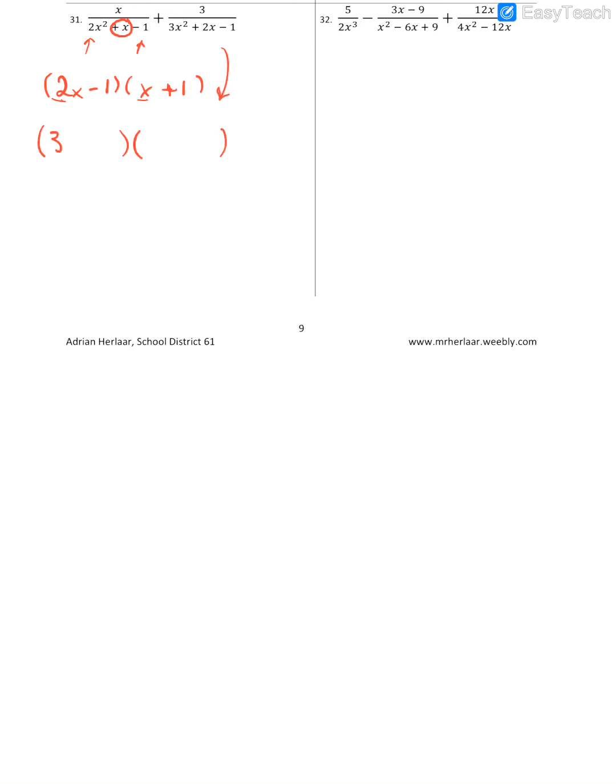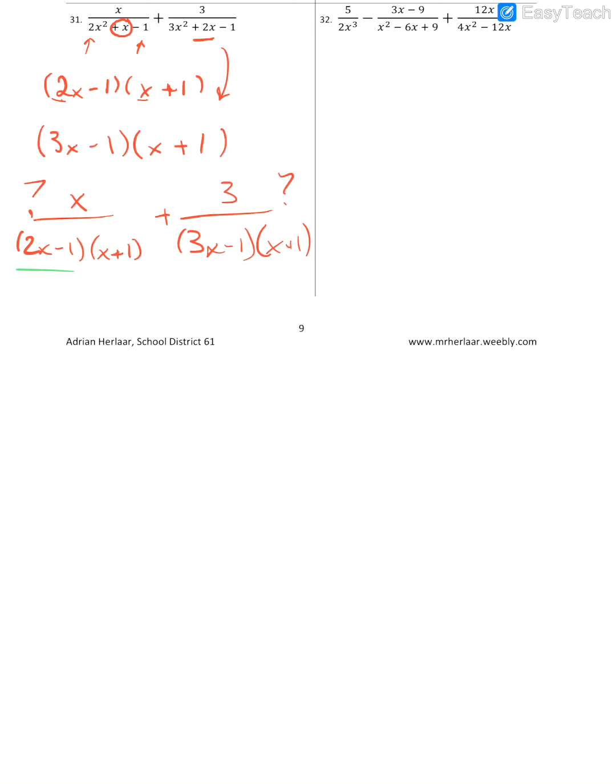So for the second one here, I know it's going to be a 3 and a 1. And I need a 1 at the back. But I need a plus 2. So again, the 3 needs to be positive. So plus, minus. So right there, I factored the first one: 2x minus 1 and x plus 1. We have factored the second one: 3x minus 1, x plus 1. Now we just ask, what's missing from here? What's missing from here? Well, on the right, we're missing this. And on the left, we're missing this.